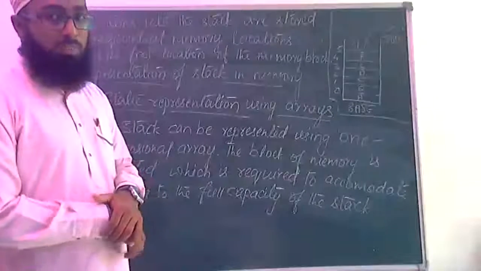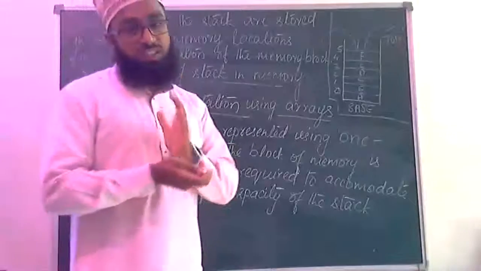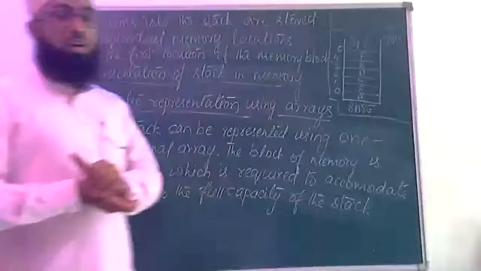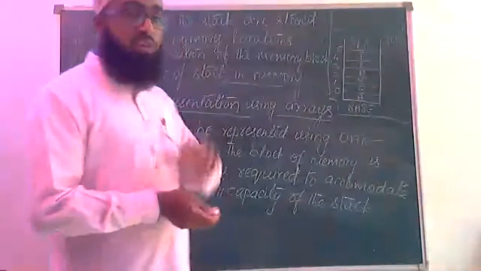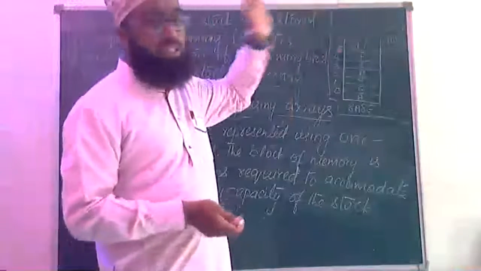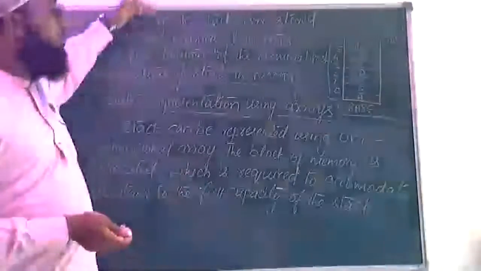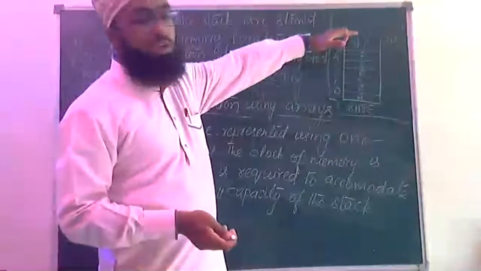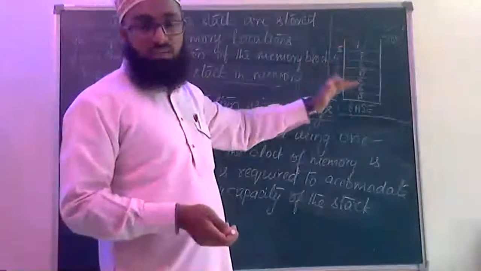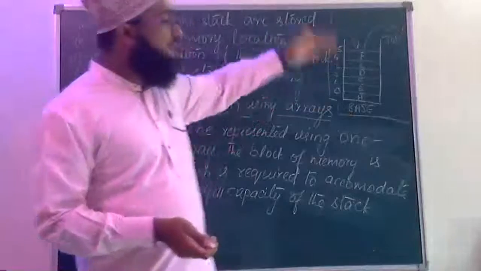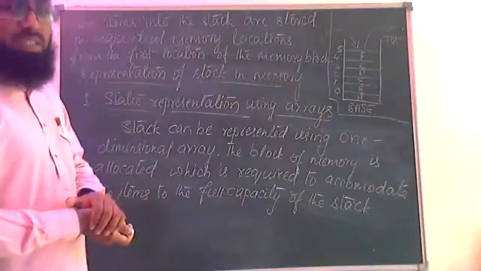According to a one-dimensional array, the memory which is required to insert the items should be allocated at first, where the items need to be inserted up to the full capacity of the stack. Then the items should be arranged in sequential memory locations, that means one after the other from the first memory block itself. We should not leave any space between the stack items. This is the rule of the stack.